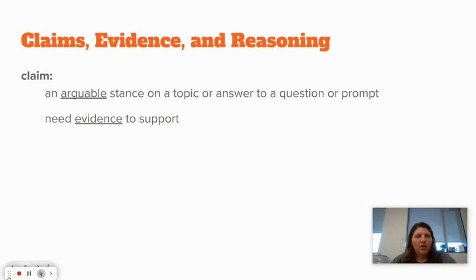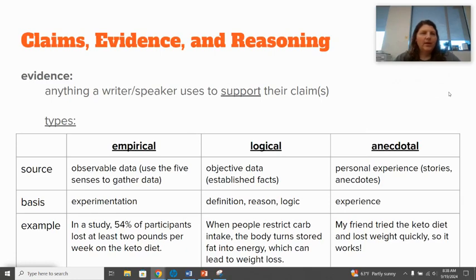Something to note, on your guided notes, the blanks, I have underlined those words on the screen here just to help you with taking your notes. Okay, let's talk about evidence. Evidence is anything that a writer or speaker uses to support their claims. And we're going to talk about some different types of evidence. So we have 3 main types of evidence: empirical, logical, and anecdotal.